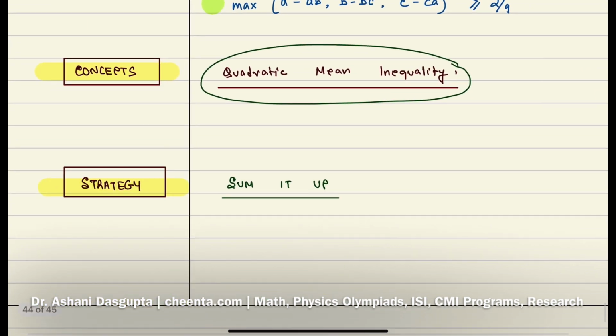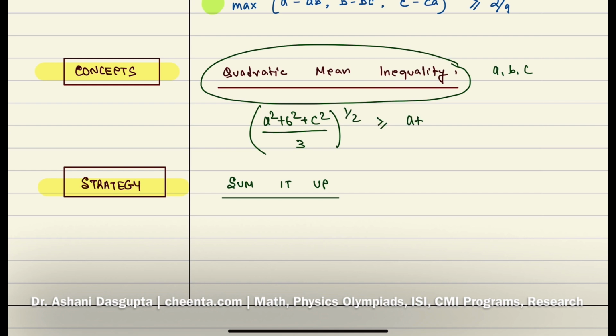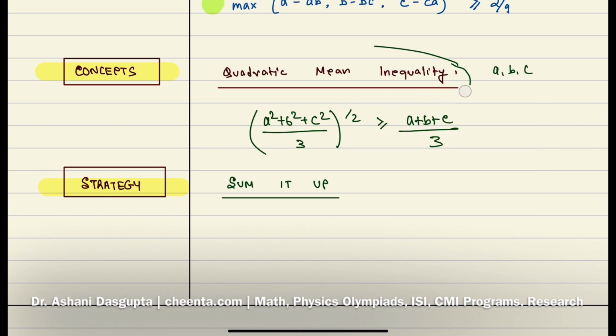So let's talk about the quadratic mean inequality. It works for 3 numbers. In this particular case, we will be using it for 3 numbers, a, b and c. And it says that a square plus b square plus c square by 3 raised to the power half is greater than or equal to a plus b plus c divided by 3. That's the meaning of quadratic mean inequality. That's the statement of it.